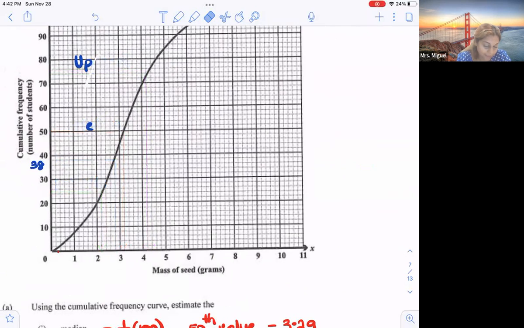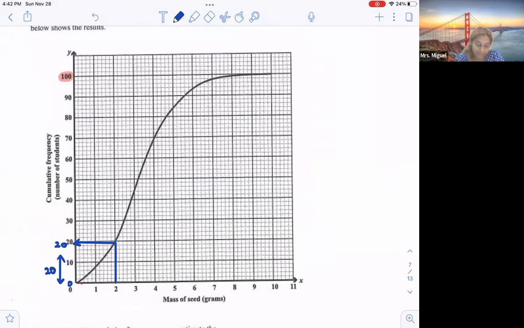So let me erase this. Let's see how they got the values in the first place. So 0 to 2, the first one, 0 is 0. So here is 20 and here is 0. The difference here is 20. So that is my first frequency value. They gave us between 6 and 8. So these two values here, this difference is 6. And then between 8 and 10, here is 1. So we need to get between 6 and 4 and 4 and 2.